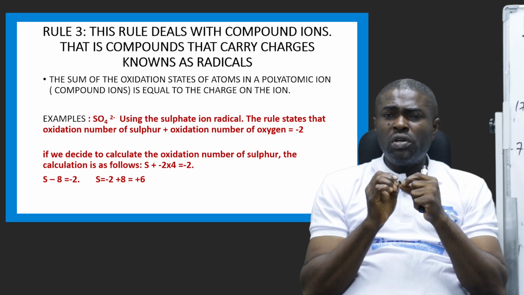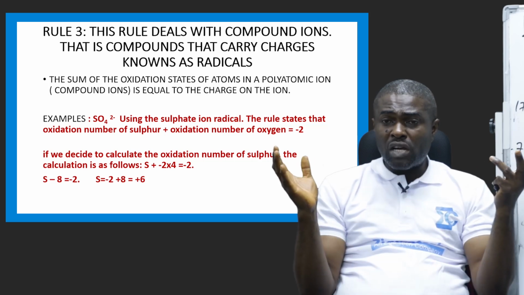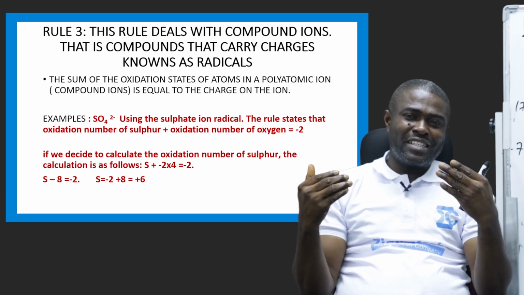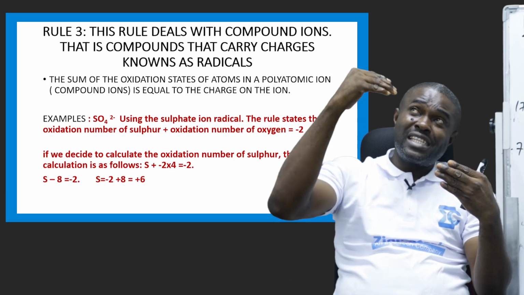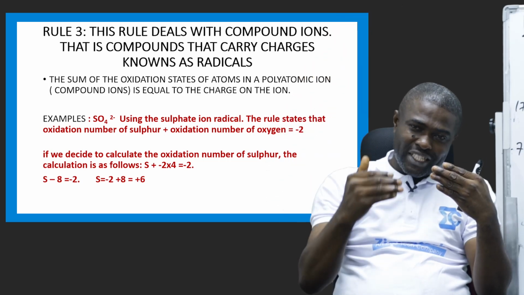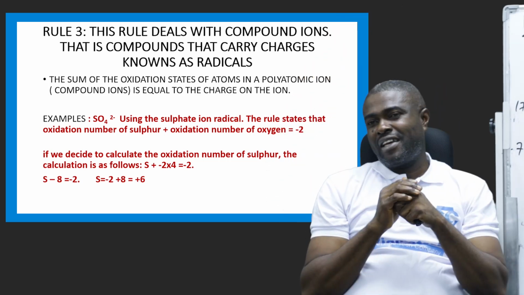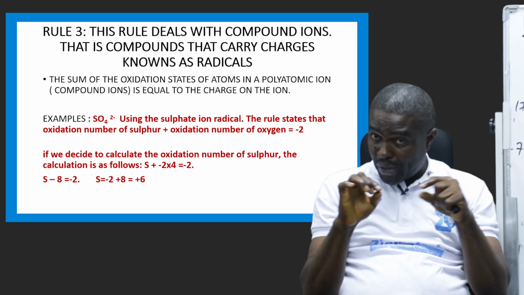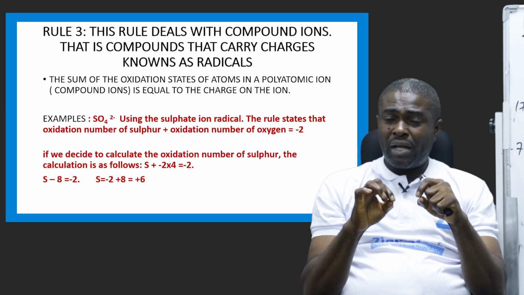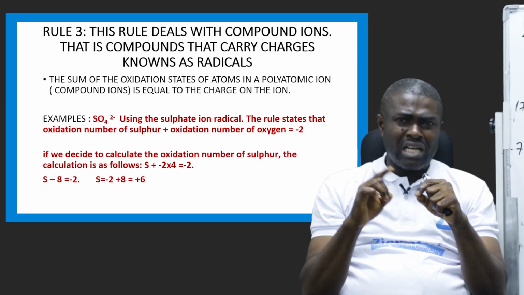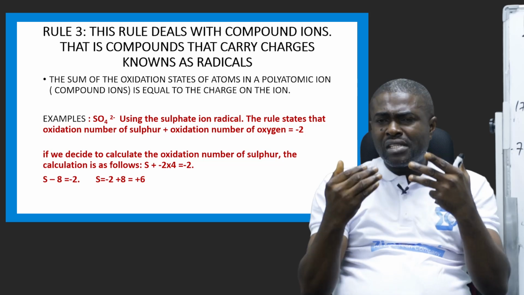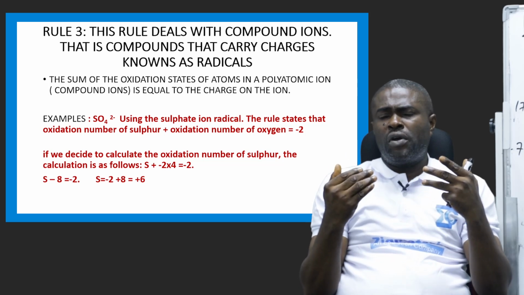A radical is a group of atoms, or radicals are a group of atoms behaving as a unity. That's how you put it. Behaving as unity. Possessing a charge which keeps their identity. When you see such thing, it's not just a compound, but a compound that carries what? A charge.